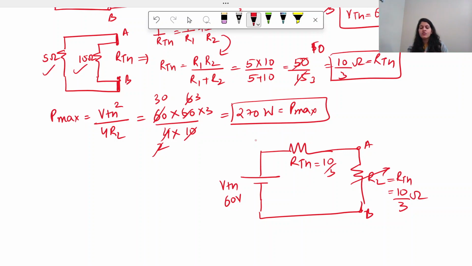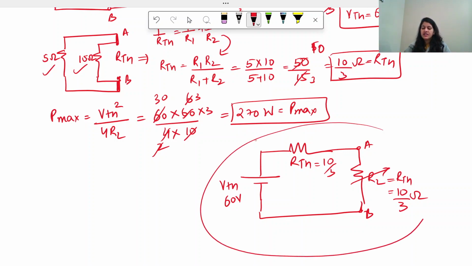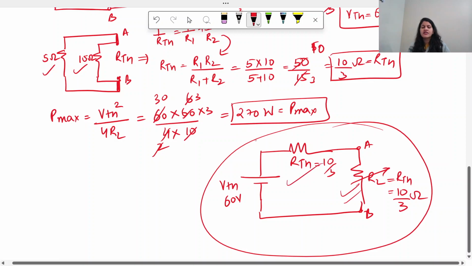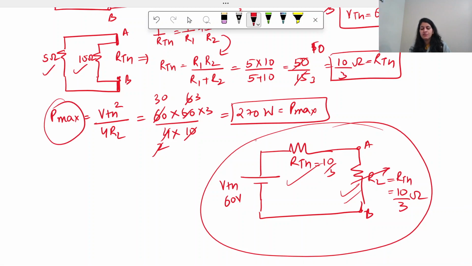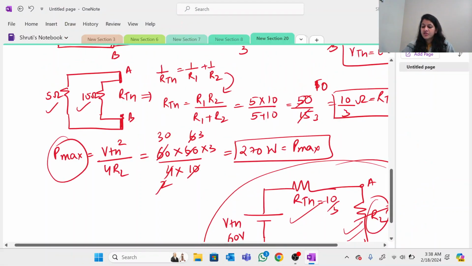So this is how we need to analyze any maximum power transfer theorem question. We need to find the value of VTH, RTH and make that RL value equal to RTH. So generally you will be asked these things, that find the value of maximum power and find the value of RL, right? So that's all for now.